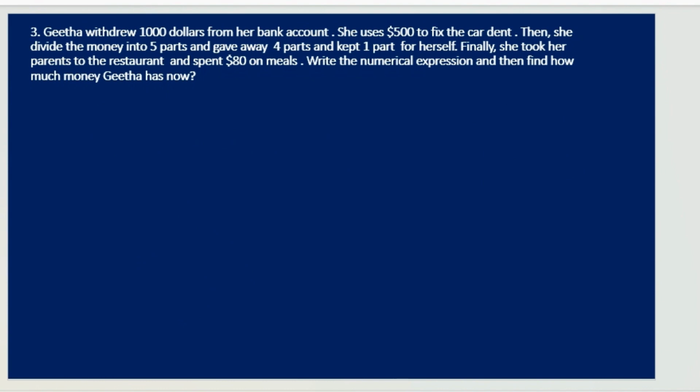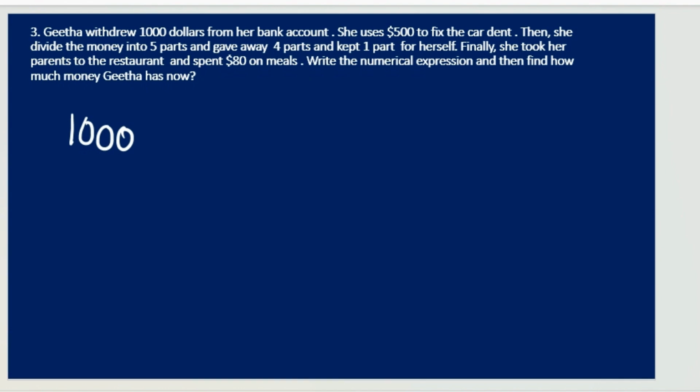So number 3 is Geeta withdrew $1,000 from her bank account. She uses $500 to fix the car debt. Then she divides the money into 5 parts and gave away 4 parts and kept 1 part for herself. Finally, she took her parents to a restaurant and spent $80 on their meals. Write the numerical expression and then find how much money Geeta has now. It says Geeta withdrew $1,000. So we're just going to say 1,000.